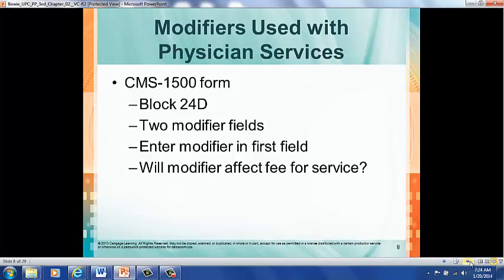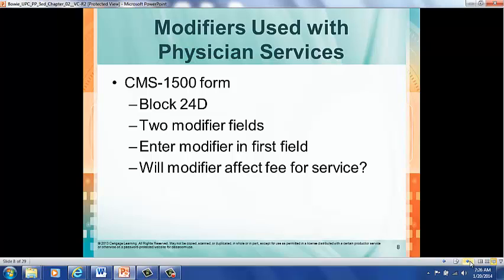Remember, the CMS 1500 form is located in the back of your workbook. Block 24D is for the modifier use after the CPT code. There are two modifier fields. For Medicare claims, when you enter only one modifier, enter it in the first modifier field. When more than one modifier is submitted, the modifiers must be ranked according to whether the modifier will affect the fee for the service.